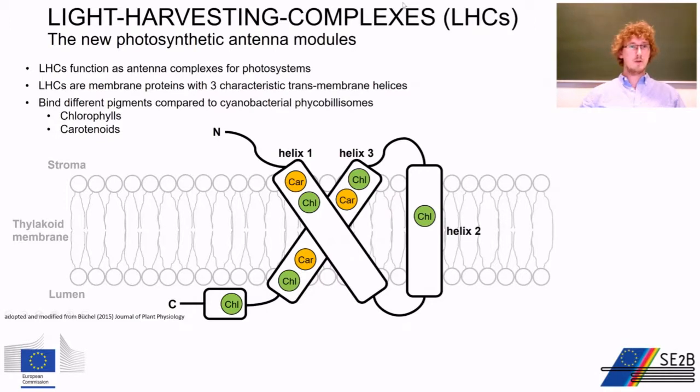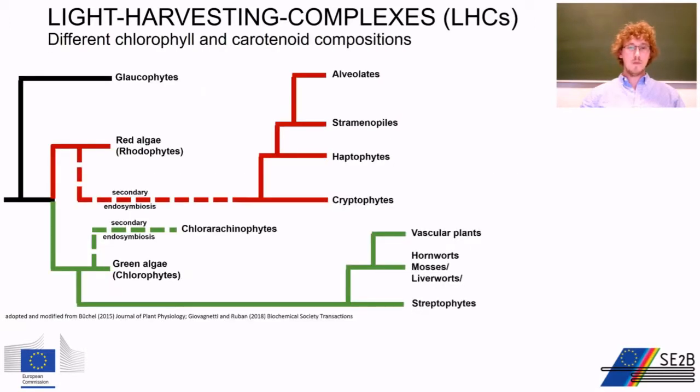So now let's have a look at how they are distributed in the algae and land plants. Glaucophytes never joined the winning team of algae. They always kept their phycobilisomes. Different are red algae, the rhodophytes, which developed already the LHCs, but mostly for photosystem 1, but kept phycobilisomes in their photosystem 2s.